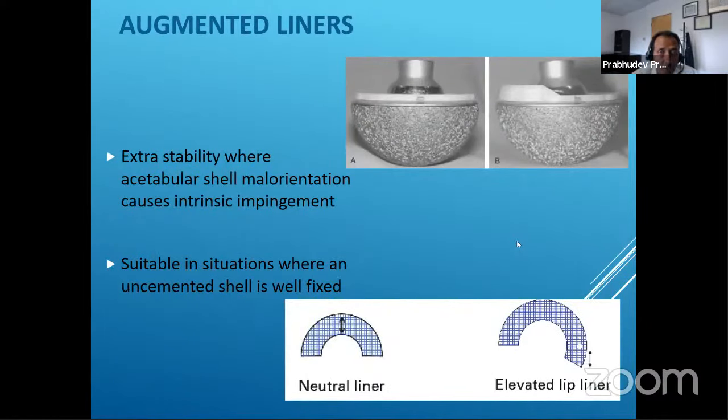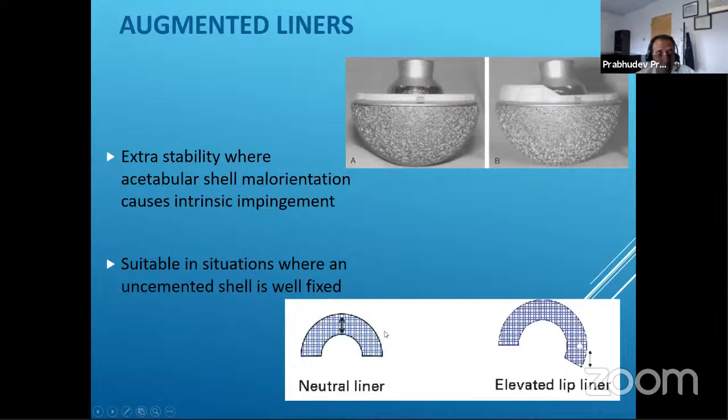So augmented liners is one way to increase the stability of the hip joint. If we are happy with the position of the cup, initially we can definitely try using a posterior lip liner, which increases the posterior stability. This is a posterior lip liner as demonstrated in this picture here. This is suitable in situations where an uncemented shell is well fixed and it is still in acceptable position.